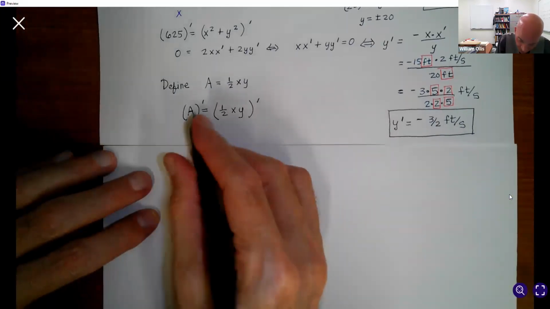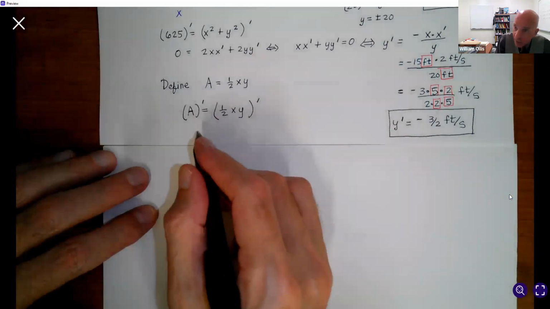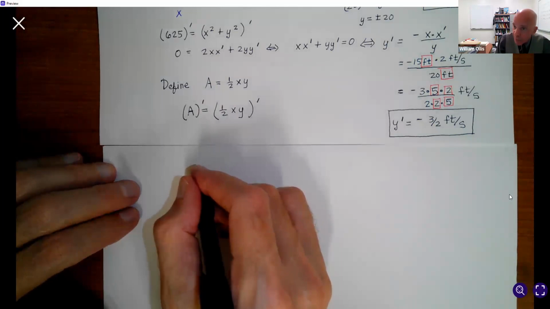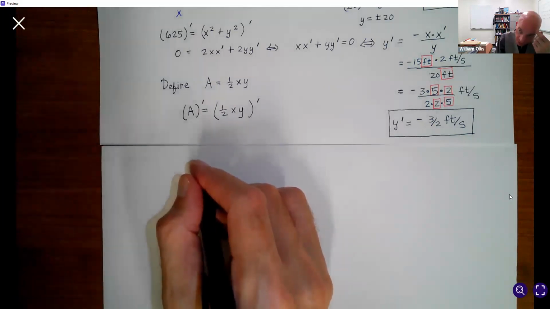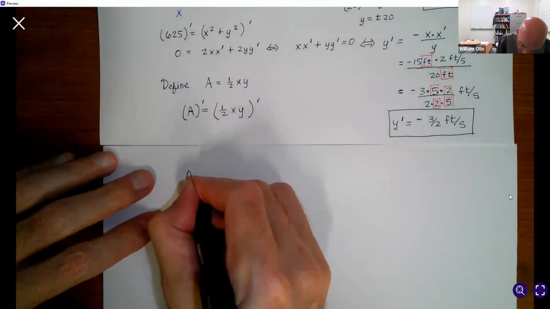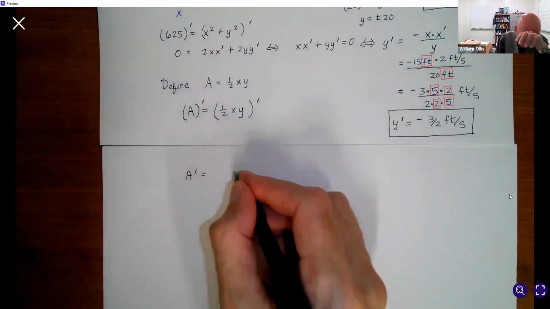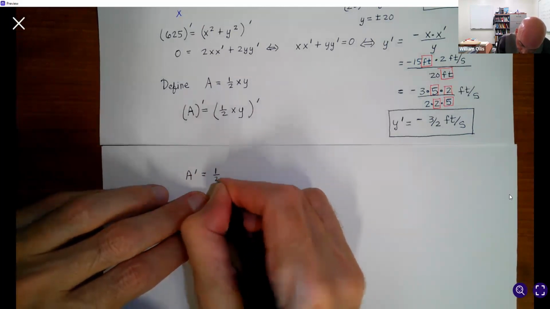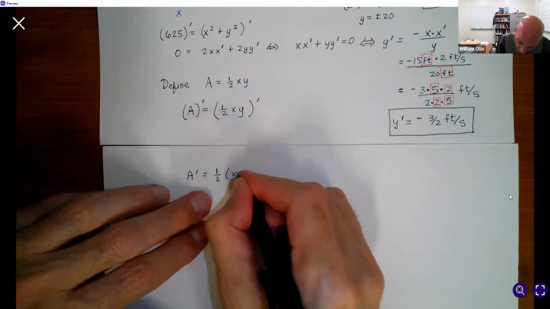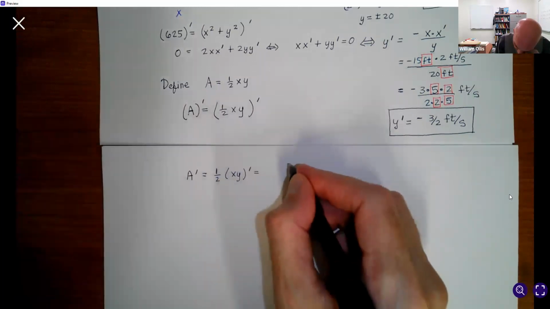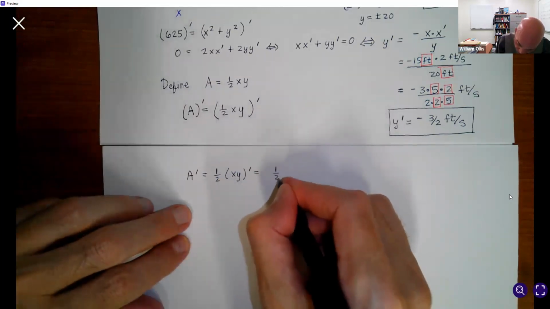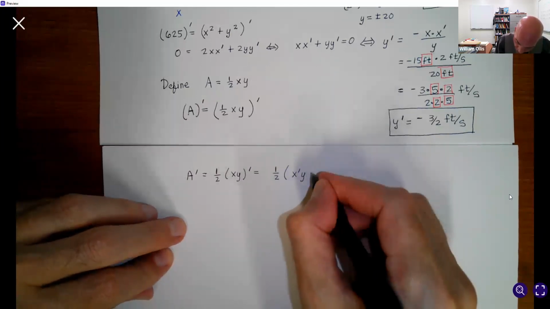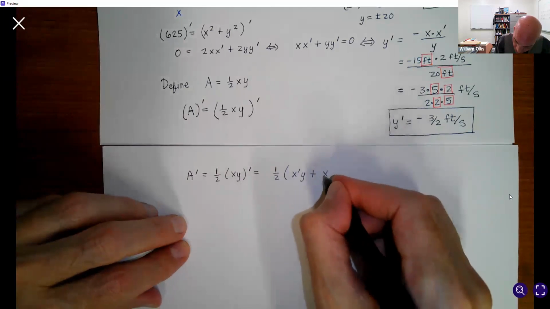So what we see is the derivative of A with respect to t just gives us A prime, like the derivative of B with respect to time just gives us B prime. So the same calculation. And then, of course, we have the constant here, and then we have to apply the product rule. So we have 1/2, and then we have x y prime. By the product rule, we have 1/2 times x prime times y plus x times y prime.